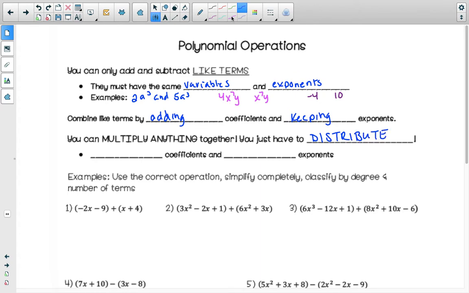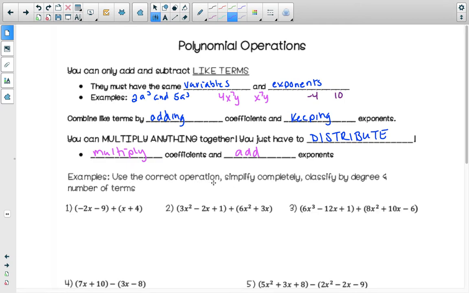So when you distribute, you multiply the coefficients. So we would multiply the actual number, so 5 times 2. And we would add the exponents together of the same variables. So it would be x to the 5th and x to the 4th would become x to the 9th because we would add them.